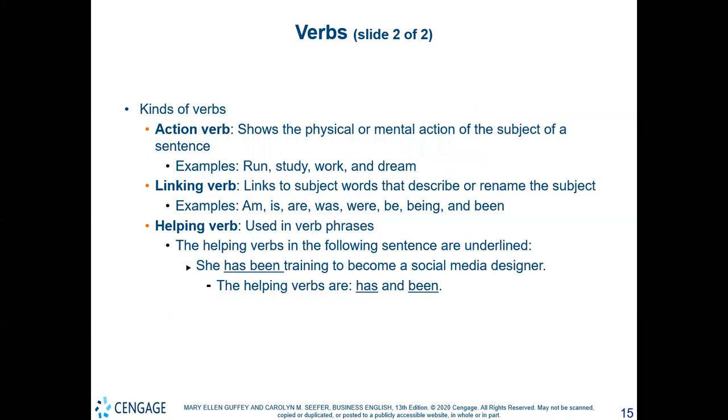Kinds of verbs. An action verb shows the physical or mental action of the subject of a sentence. Examples: run, study, work, and dream. A linking verb links the subject to words that describe or rename the subject. Examples: am, is, are, was, were, be, being, and been. A helping verb is used in verb phrases. The helping verbs in the following sentence are underlined. She has been training to become a social media designer. The helping verbs are has and been.